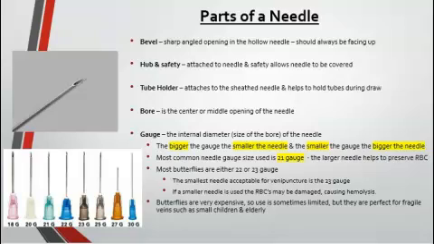Okay, so let's talk about the different parts of the needle. Let's first talk about the bevel. We mentioned the bevel a little bit earlier, but we didn't actually see what the bevel looked like. We just mentioned that it should be facing upright when you're completing a venipuncture. So let's look at this image of a needle. So here's the needle, and at the very end you see this sharp angled opening. This is the actual bevel of the needle, and again, it should always be facing upright.